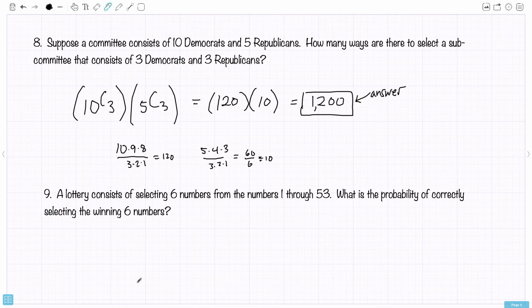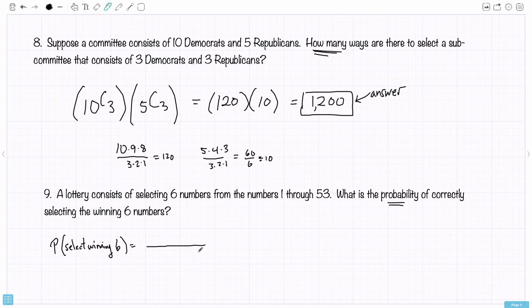Okay, now on to number 9. A lottery consists of selecting 6 numbers from the numbers 1 through 53. What's the probability of correctly selecting the winning 6 numbers? Now it didn't say, but I do mean with only one ticket. With buying one ticket, what's the chance that you match all 6 of the winning numbers and win the jackpot? Well, this is a probability question, so you want to really pay attention carefully as to whether it's saying, like the last one, how many ways, and when it asks how many ways, it's typically a big number, right? And then when it says what's the probability, it's going to be a fraction. So how many total possibilities do we have here?